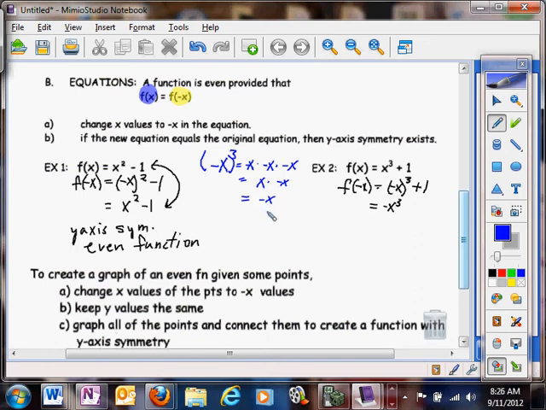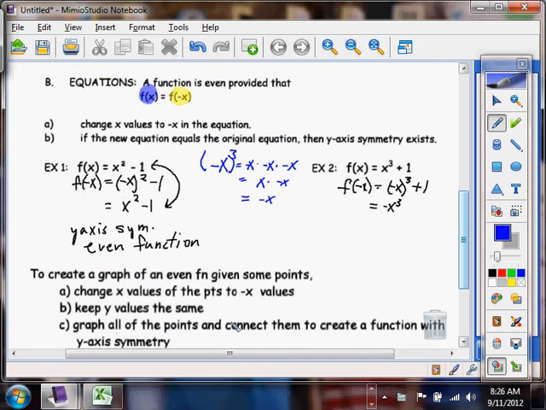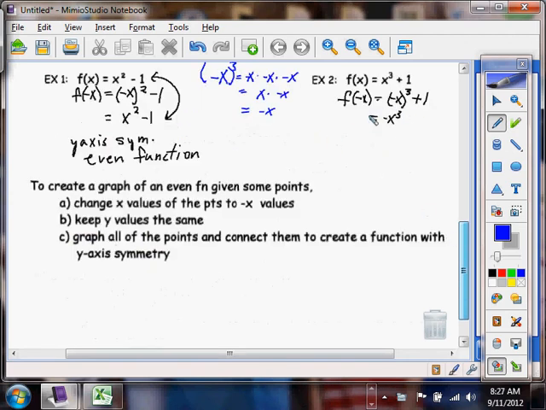The short rule for this is when you take a negative number and raise it to an odd power, your answer will be negative. However, if you go back to the previous example, if you take a negative number and raise it to an even power, then your answer will be positive. Okay, now let's talk about creating graphs. Well, before we do that, since we have a negative x to the third, this does not have y-axis symmetry. So it's not even.